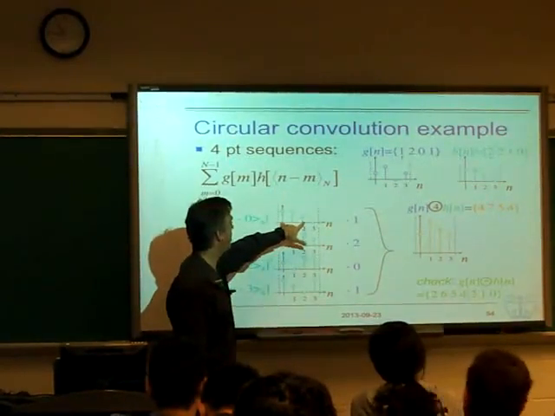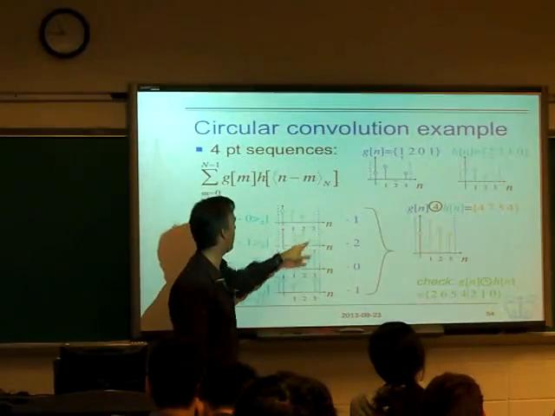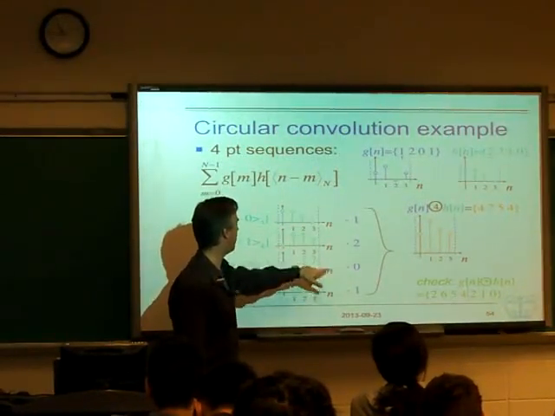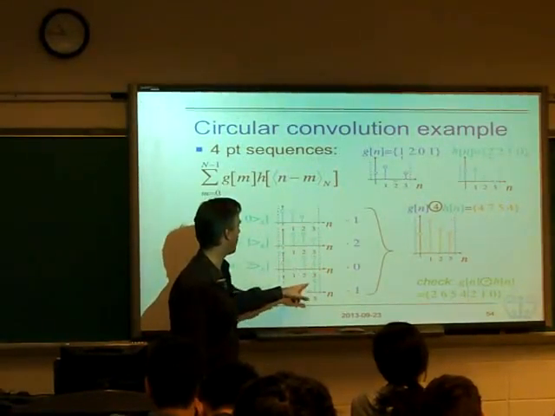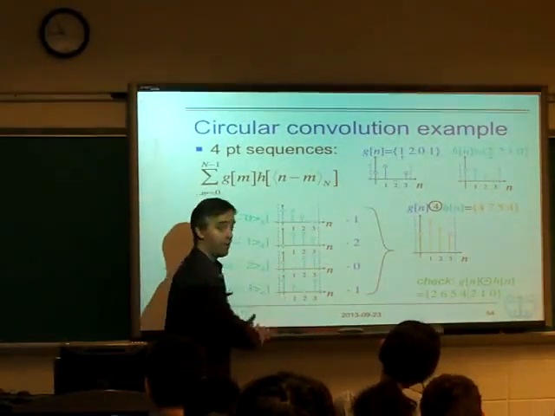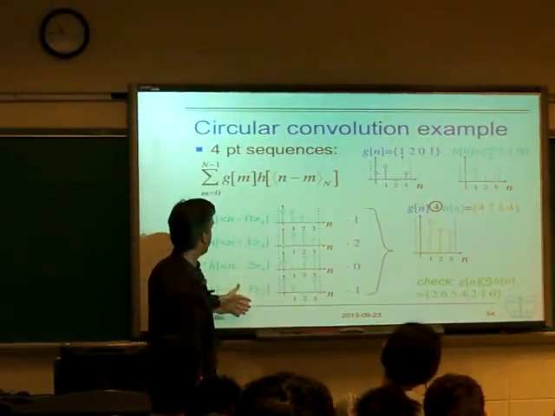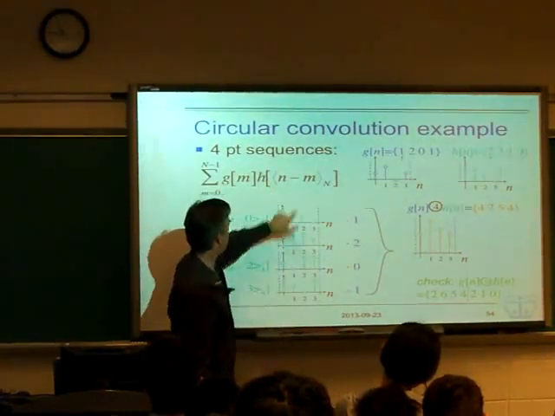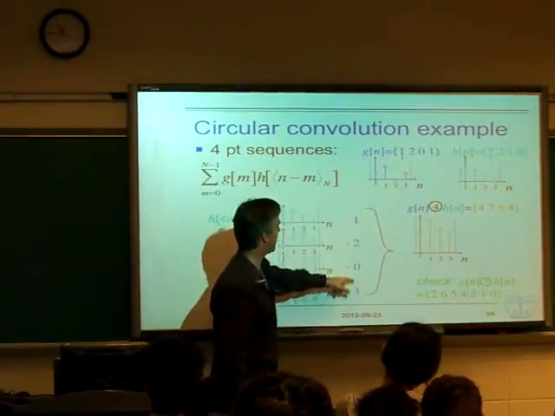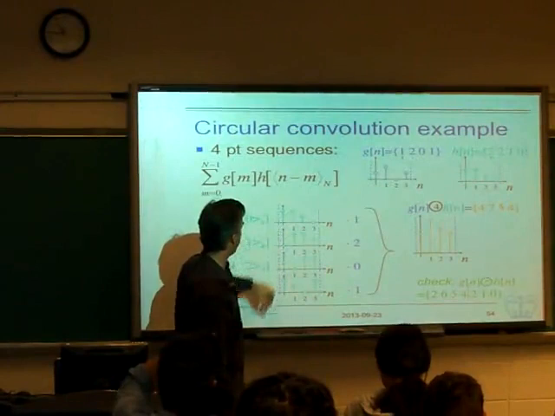So here's h delayed by 0 points. Here's h delayed by 1 point, shifted down, but this part comes around. H delayed by 2 points, more of it comes around. H delayed by 3 points is the same as advancing it by 1 point on a circular basis. So here are 4 versions of delayed h. Here are 4 scaling factors, which are the samples of g. And then we sum them all up.